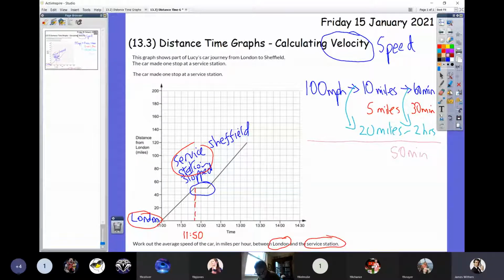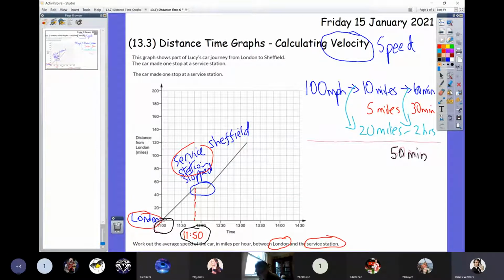So we started at 11. Oh, sorry, I'm trying to move the black and it's stopped. There we go. We started at 11. Let's just see that 11 getting circled. There's a bit of a lag now. There we go. We got to the service station at 11:50. Just circling the 11:50. So how long is that? That is a 50-minute journey to the service station. I know there's a bit of a lag, but I know it was 50 minutes.